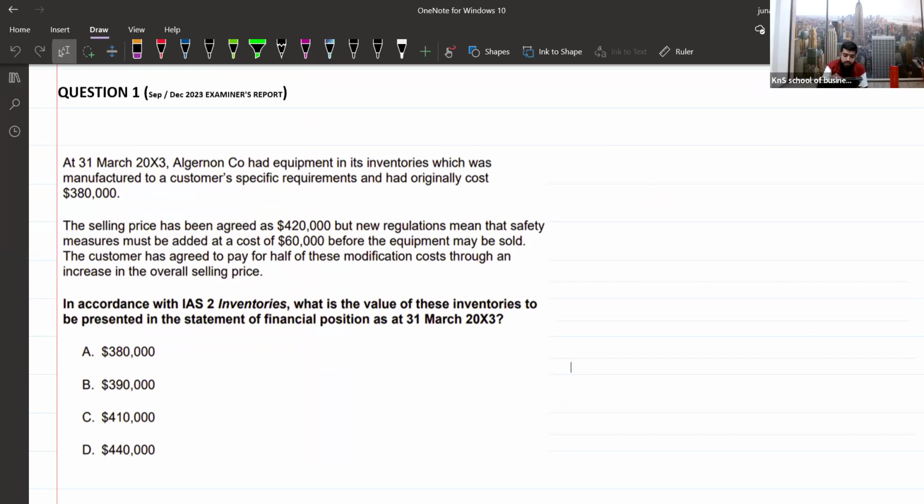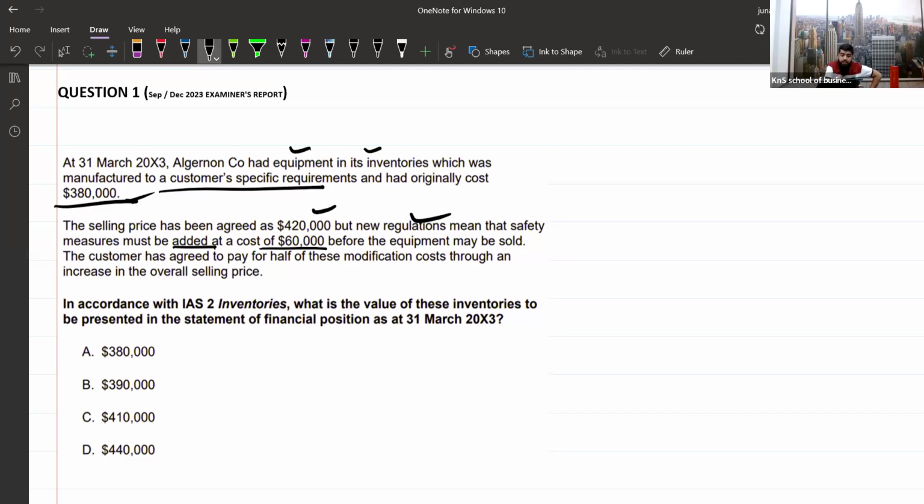Now, what is the requirement and what is the data given over here? At 31st March, the company had equipment in its inventories which was manufactured to the customer's specific requirement and the cost is 3,80,000. The original selling price is 4,20,000, but new regulations mean that safety measures must be added at a cost of $60,000. It means the seller cannot sell it unless the safety measures are applied, so $60,000 needs to be incurred before the equipment may be sold.